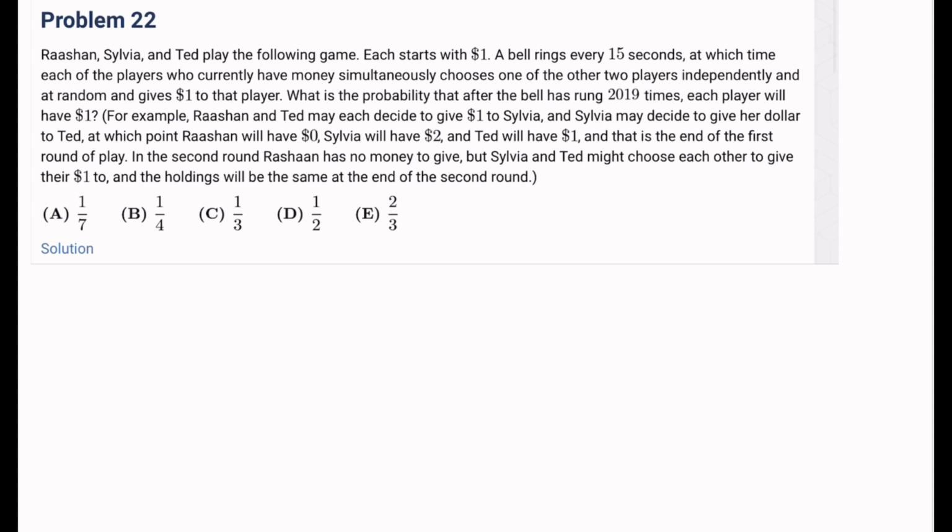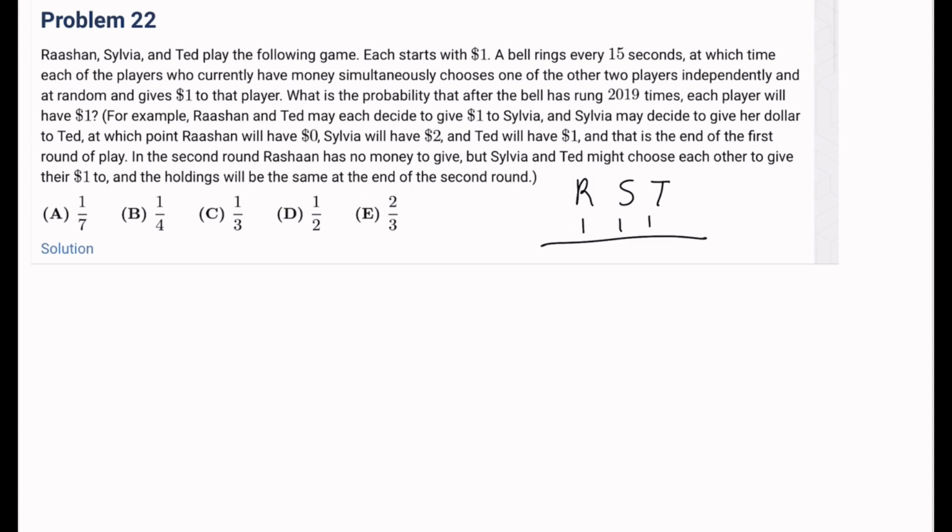In the second round, Rashan has no money to give, but Sylvia and Ted might choose each other to give their $1 to, and the holdings will be the same at the end of the second round, right? Okay, so we have Rashan, Sylvia, and Ted. And they start with $1 each, right? But then we have to find out after 2019 times, what will be the probability that each player will have $1, right?